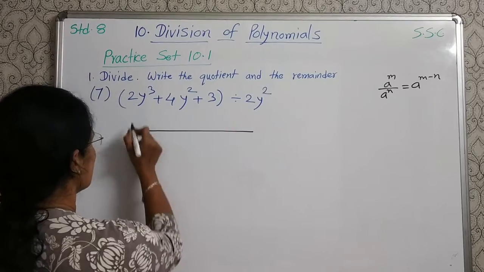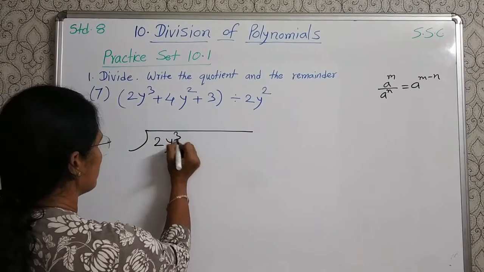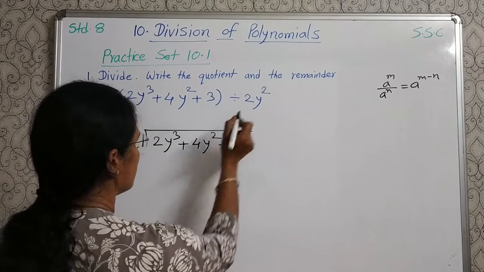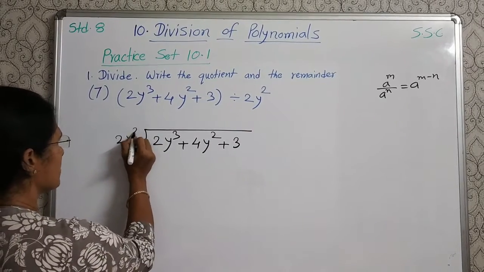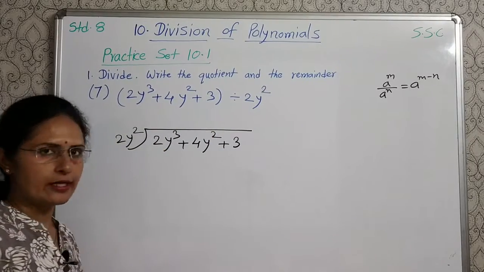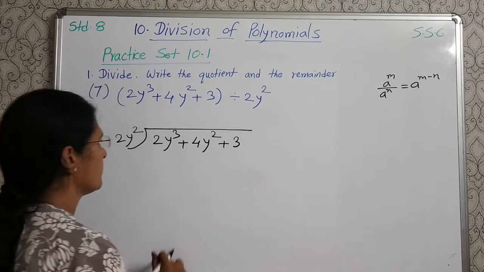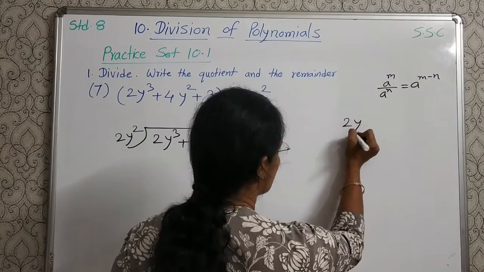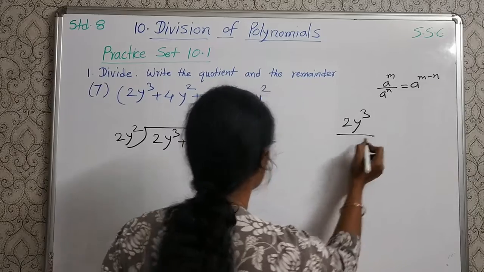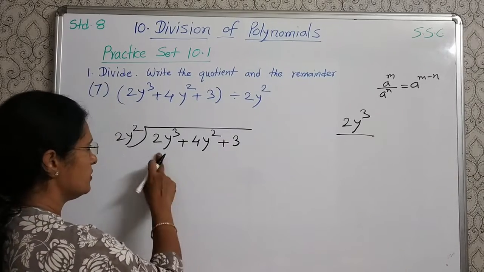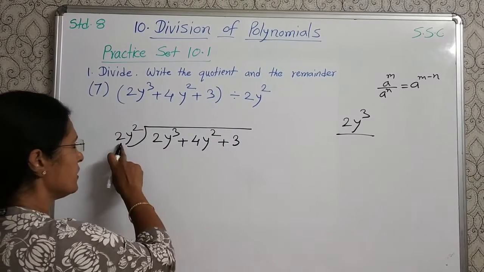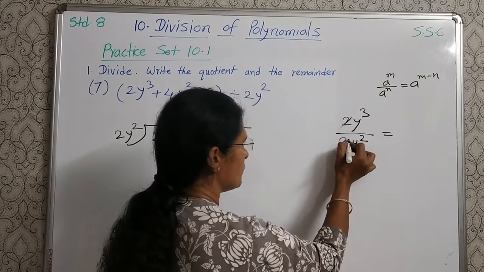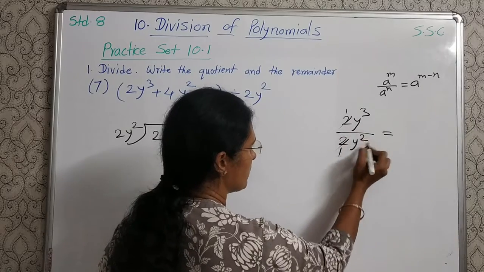So here 2y cube plus 4y square plus 3 divided by 2y square. Now here it is a trinomial divided by a monomial. Take the first term and divide it by the divisor. So 2y cube is the first term of this dividend, which is a trinomial, divided by 2y square. So 2 ones are 2, y cube by y square.